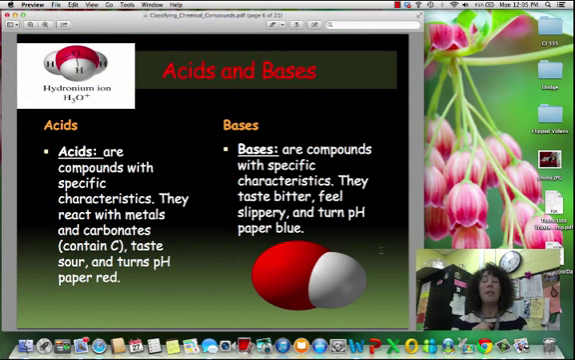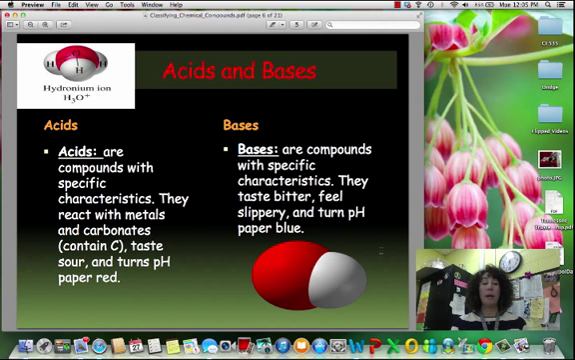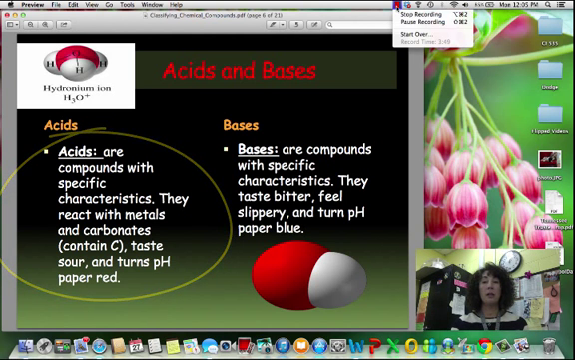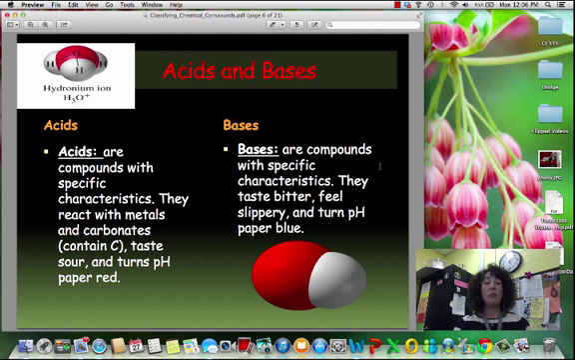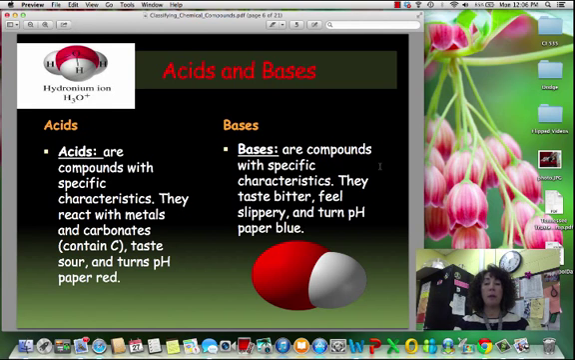Okay, now let's move into acids and bases. Acids are compounds with very specific characteristics. They react with metals and what are called carbonates. Carbonates contain carbon. Acids taste sour, and when we're talking about pH, they will turn the paper red. Bases, on the other hand, well, they have some very specific characteristics as well. They taste bitter, they have a very slippery feel, and they will turn pH paper blue.